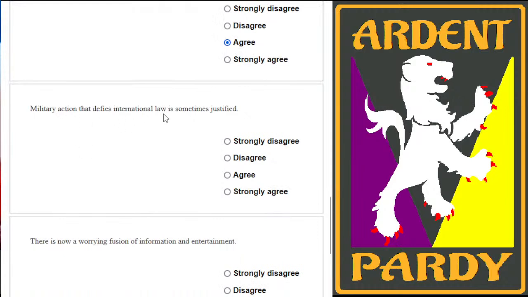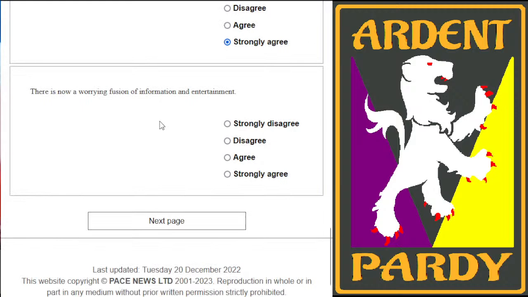Military action that defies international law is sometimes justified. I would strongly agree with that. Sometimes you just have to go put a warhead on a forehead. To quote one of the guys I follow on YouTube, the Fat Electrician: yeah, sometimes you have to put warheads on foreheads. There is now a worrying fusion of information and entertainment. Well, given that I'm kind of in that space, I agree.